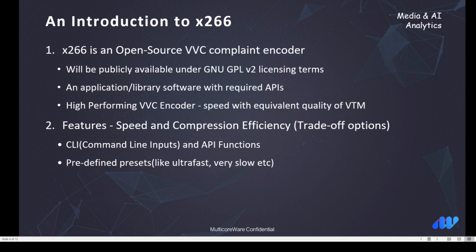Another important aspect of X266 is that almost all features will be exposed to the end user in the form of command line options or API functions for them to play with to get desired speed and compression efficiency trade-off. In addition to this, there will also be predefined presets, which is actually a full package of better trade-off options. For example, preset ultra fast provides a high speed encode, whereas preset very slow provides a high compression encode.